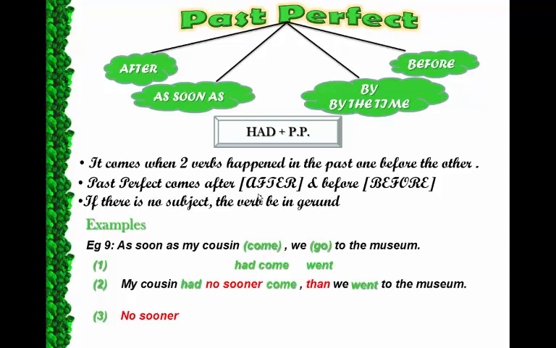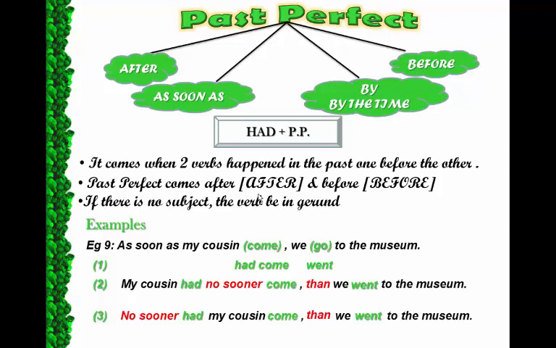Another form. This is if we start with no sooner. Is it the same? Of course not. If we start with no sooner, we should use the form of a question. So instead of saying my cousin had come, we should say had my cousin come. So no sooner had my cousin come than we went to the museum.